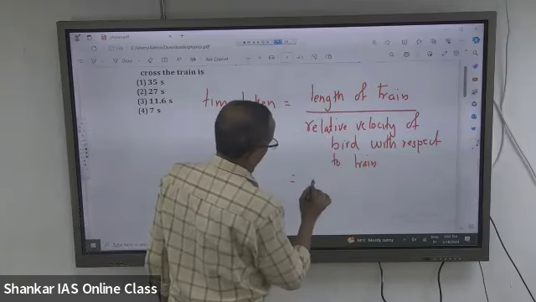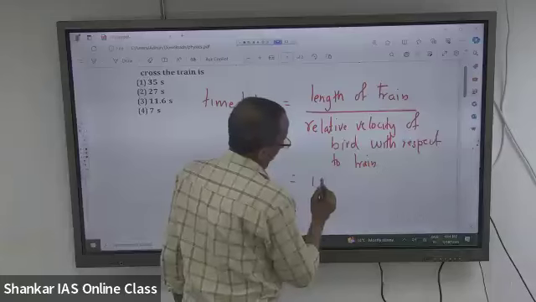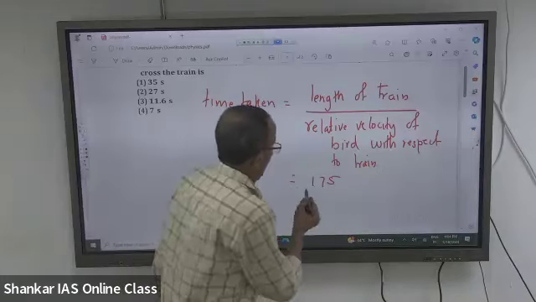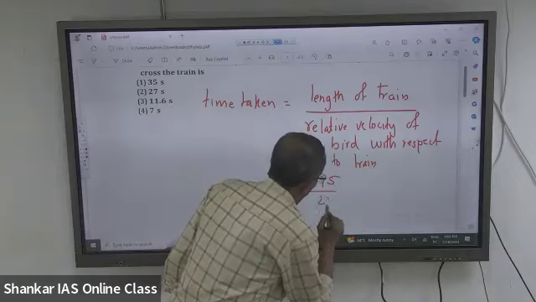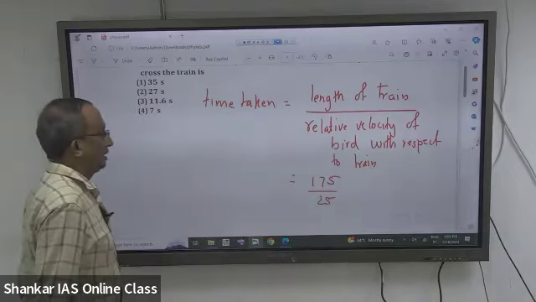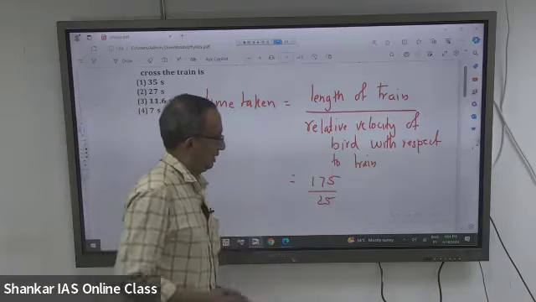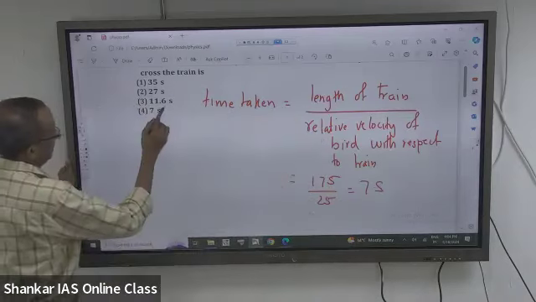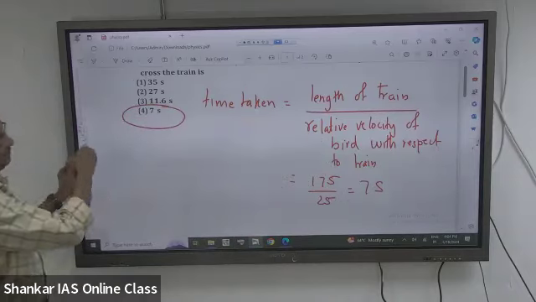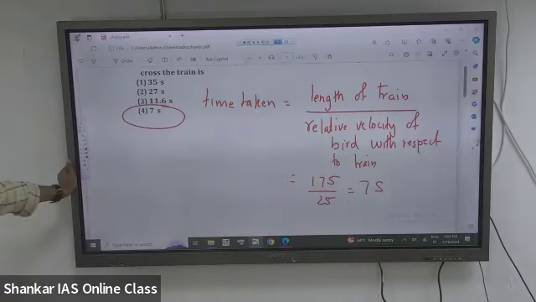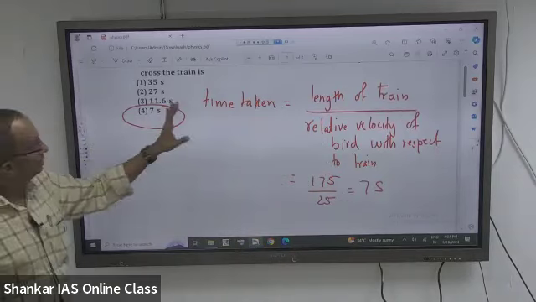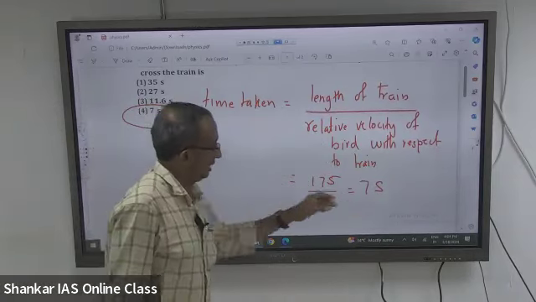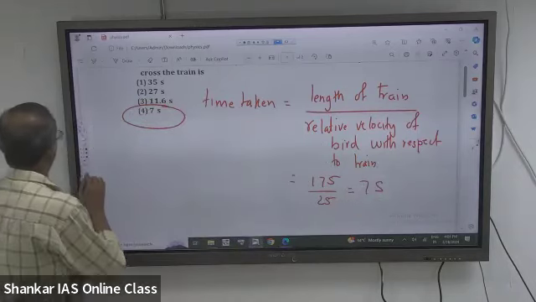That is, length of train is 175 meters and relative velocity of bird with respect to train is 25 meter per second. So 175 by 25 will give you 7 seconds. And our answer is the fourth option, that is 7 seconds. So the time taken by the bird to cross this train is 7 seconds.